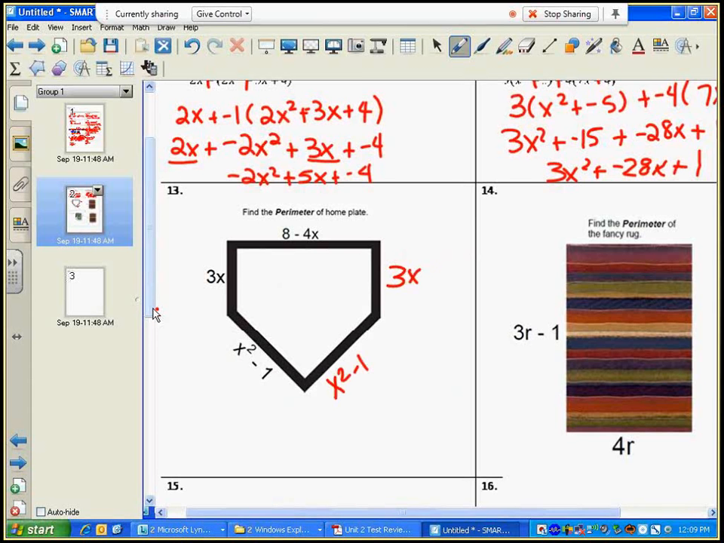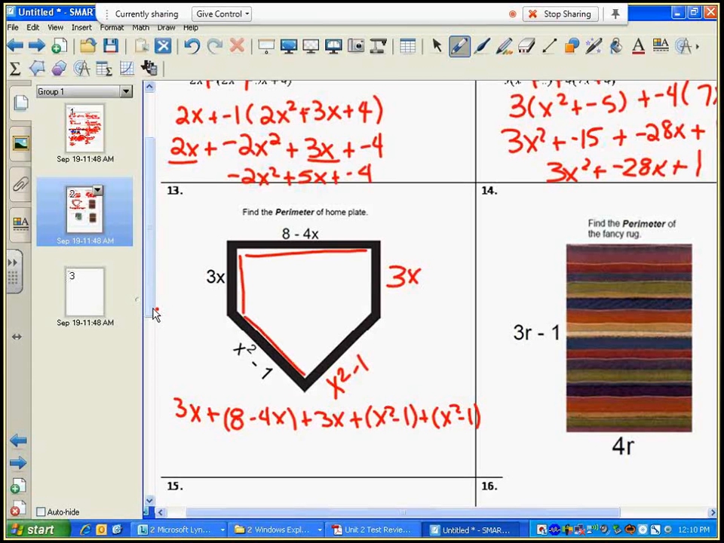So I can go ahead and write this whole thing out. I can say 3x plus 8 minus 4x, keep that in parentheses, plus 3x plus x squared minus 1 plus x squared minus 1. And you could have also done it differently. You could have said the top plus 2 times this side right here, plus 2 times that side there. You could have done that math also. But now I know that I can remove my parentheses here, so I'm going to just pretend like they're gone.